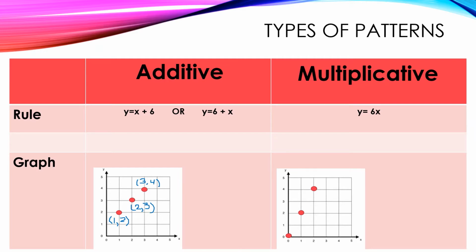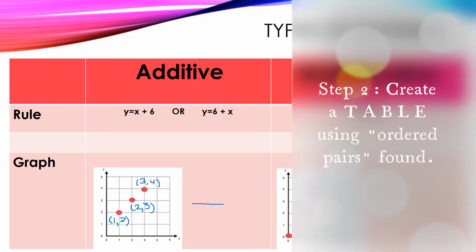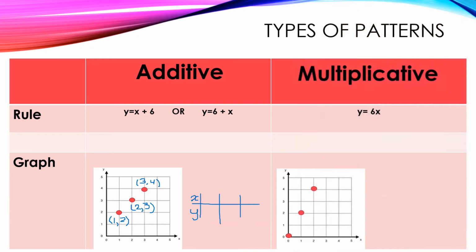Once I've found all of my ordered pairs, I'm going to create myself a little table. And my table will consist of x and y values. I'm going to use these x and y values in my ordered pairs to fill in this table. So as you can see in this ordered pair, when my x is 1, my y was 2. When my x was 2, my y was 3. And when my x was 3, my y was 4. Now, with these values in this table, I can start looking at relationships.